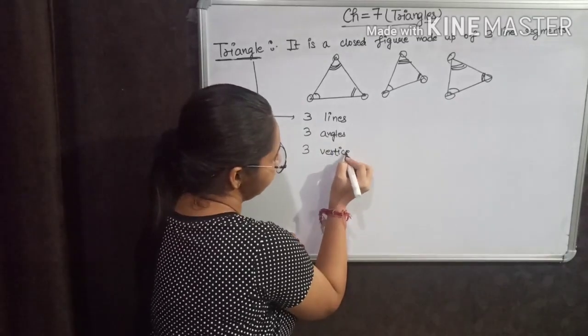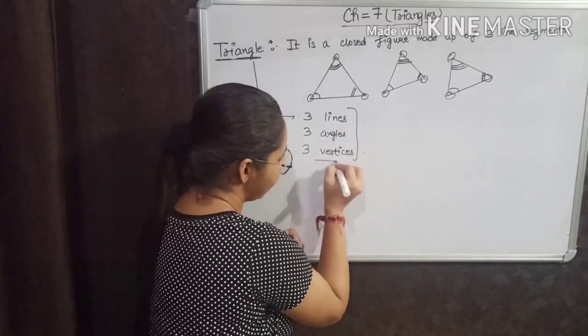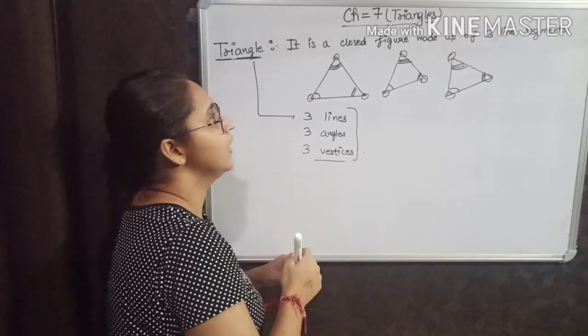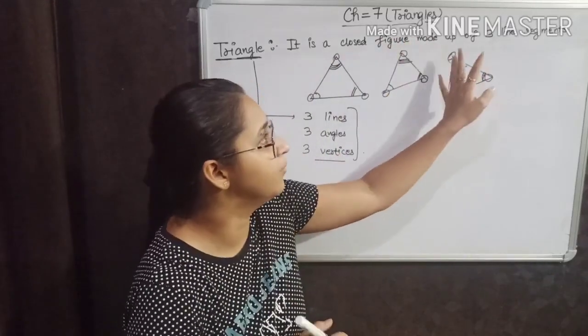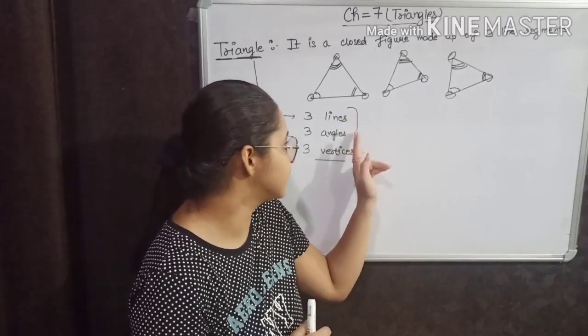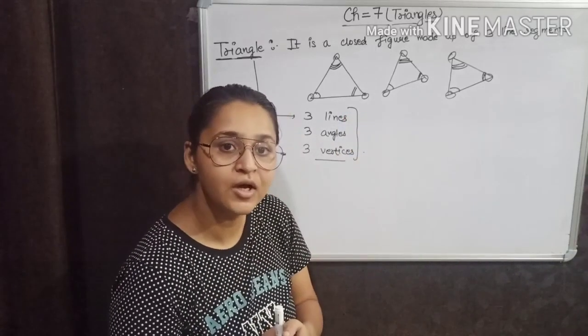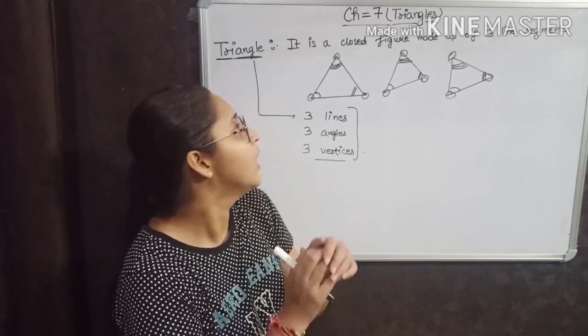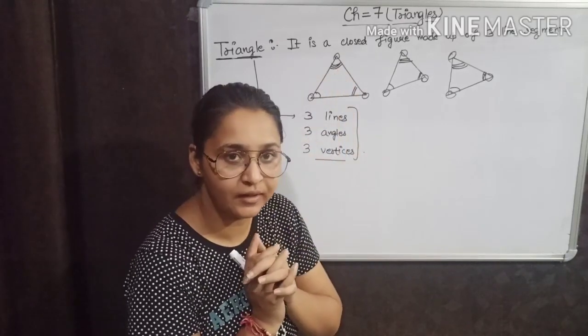So, in conclusion, I can say a triangle is a closed figure made up of 3 line segments. It has 3 lines, it has 3 angles, and it has 3 vertices. Now, we have studied about triangle.